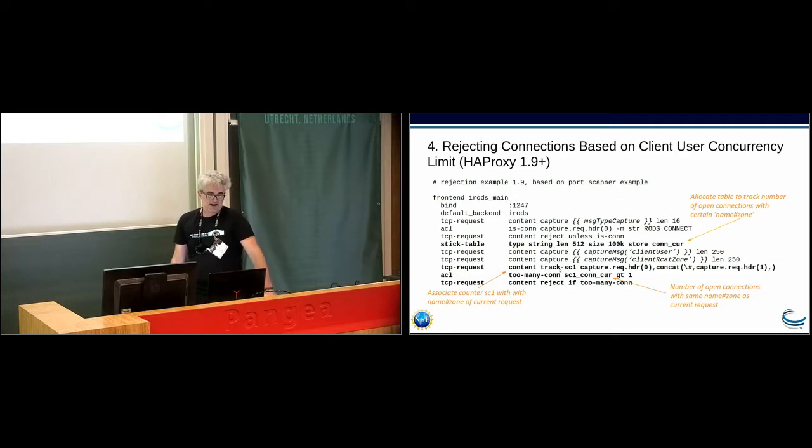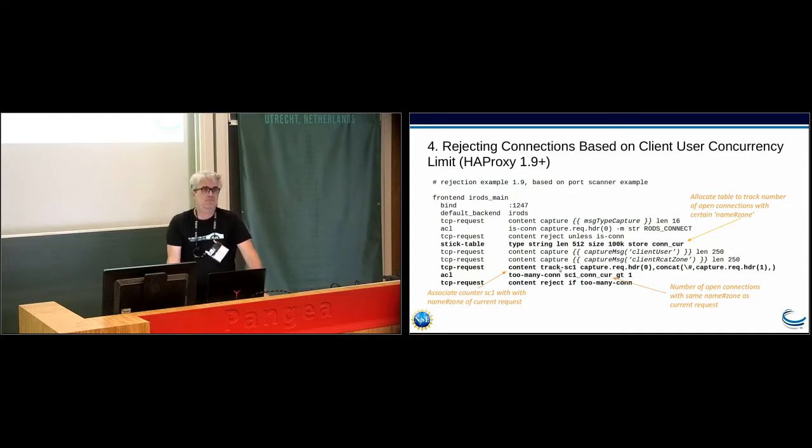So anyway, now our ACL is: if too many connections, if the sc1 counter that points to concurrency, concur, is greater than 1, then that's our ACL. We just do the content reject again at the bottom if there are too many connections this time, instead of if it's not an iRODS connection.